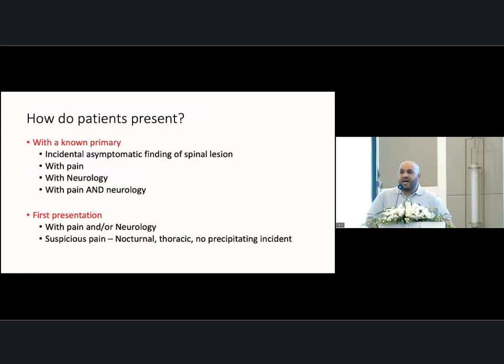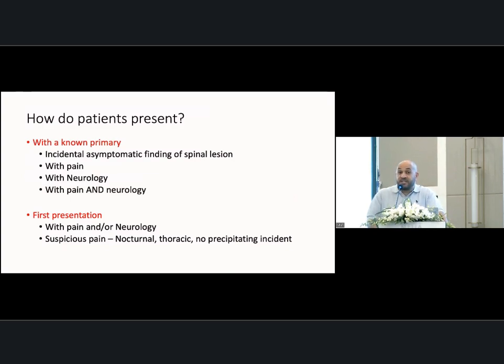So first of all, how do these patients present? How do they come to us as doctors? Well, either they're a known primary, so a patient who's known to have breast cancer in the past or colorectal cancer or some cancer in the past, and they have regular checkups with their oncologists. And sometimes they get a checkup and the oncologist says, oh, we identified a tumor in the spine. So we call this an incidental or asymptomatic finding.